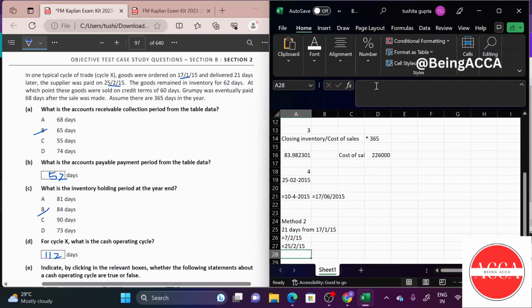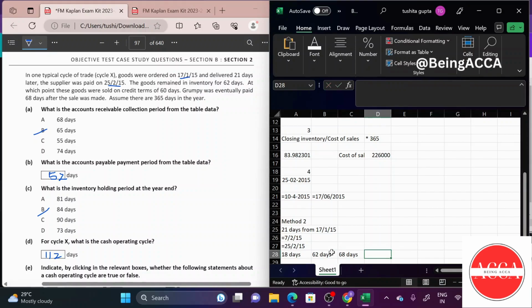Okay. So how many days are between 25 and 7? We have 18 days. So that means 18 days is our payment period to the supplier. And then we will add the holding period. Now inventory holding period is 62 days. So we add this. And then how much is our receivables collection period? We have 68 days after which the payment was given to us.